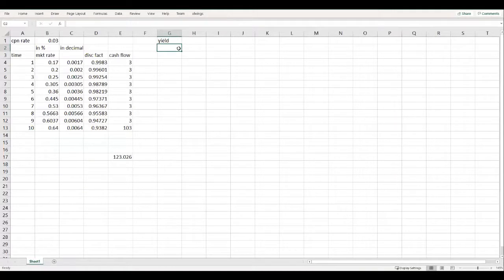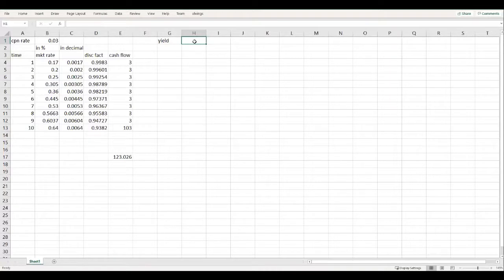Now we have to find the yield of the bond. Now remember, Macaulay duration is based upon the yield of the bond. So I have to find the yield of the bond. Now the yield of the bond is nothing more than the internal rate of return of the bond, which means the bond is expected to make this much return when everything else is held constant.